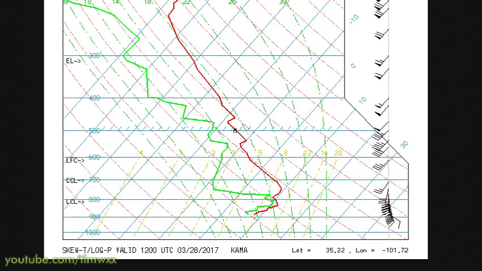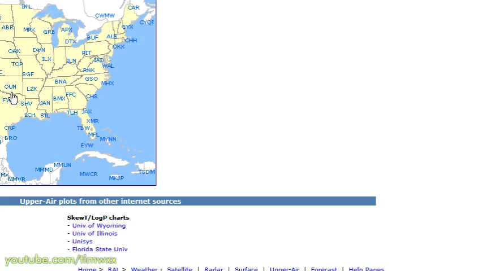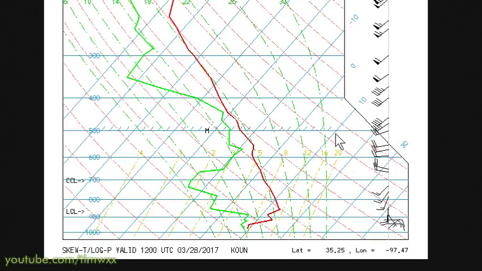Okay, let's check out a few more soundings. We'll go to Norman, and we know that they're also back in the cold air. We don't see really any capping inversion here. And they do have some moisture, but it's a bit on the weak side there. That's going to be 40s dew points there.